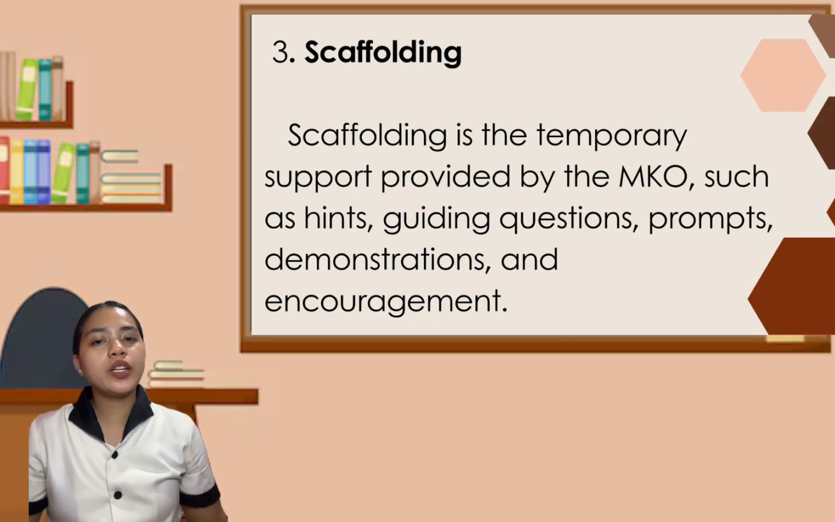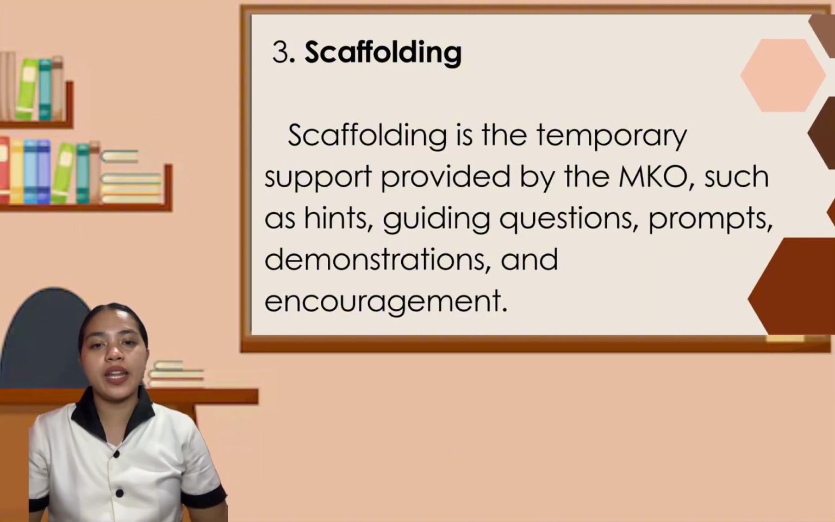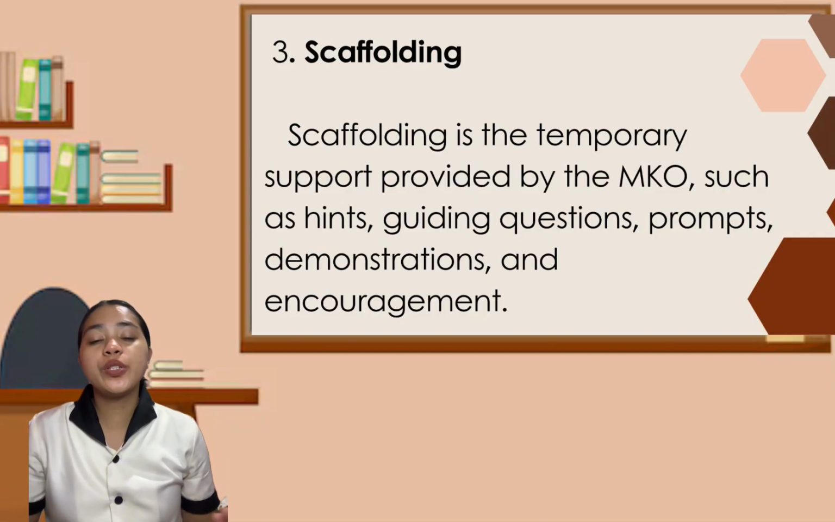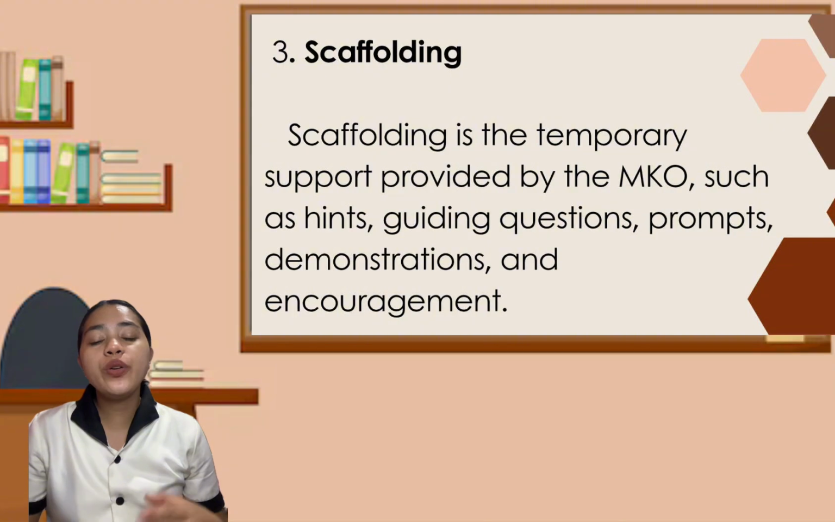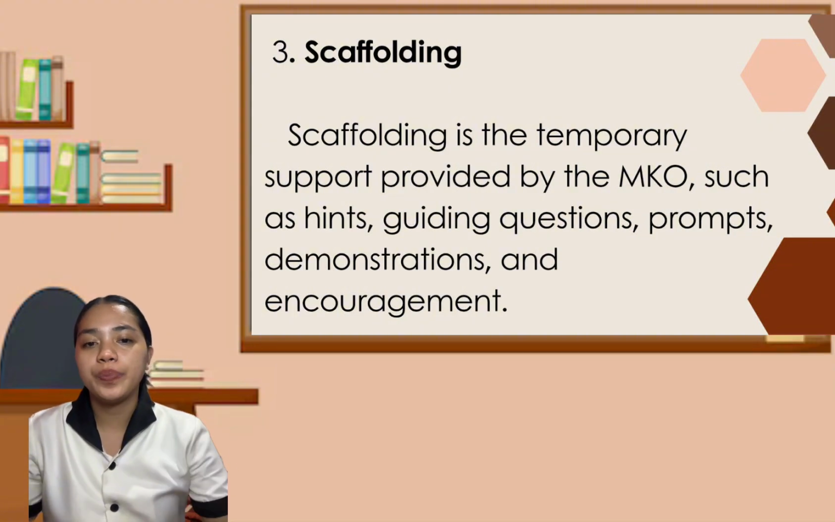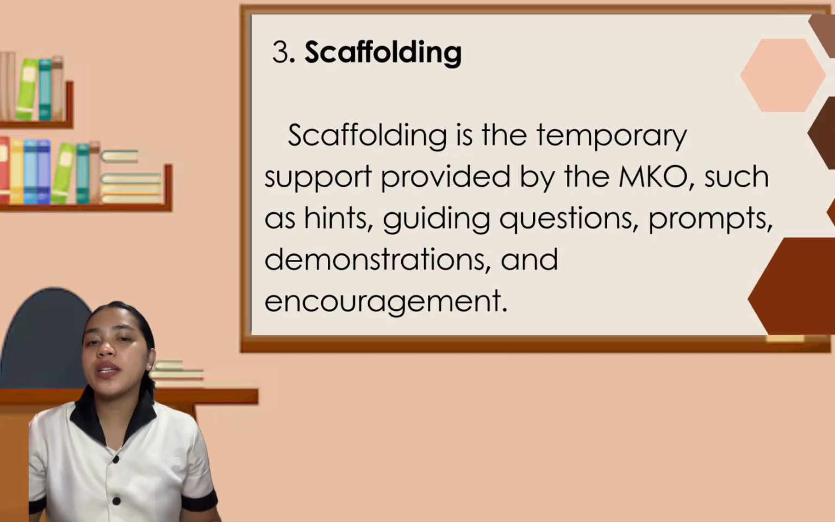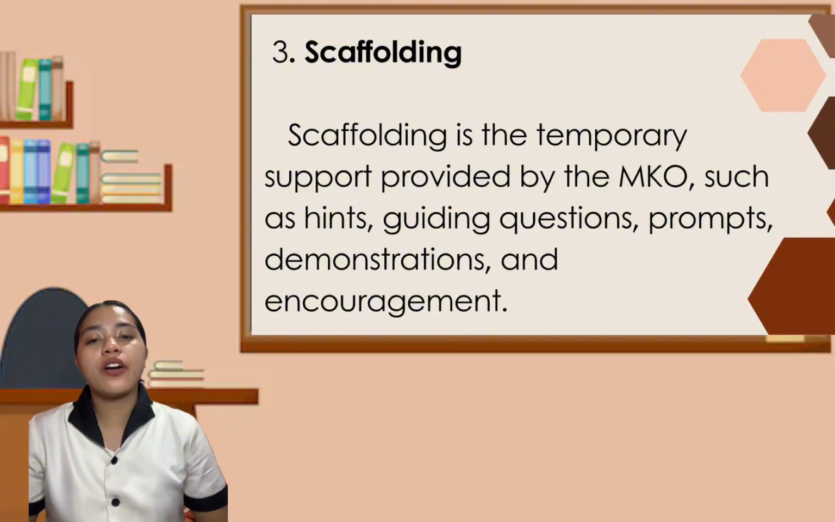So, in an inclusive classroom, students have different learning needs and abilities. Scaffolding means giving temporary support to help students learn and succeed. So, the one who gives this support is the MKO. The MKO gives guiding questions, step by step instructions, demonstrations, and encouragement.